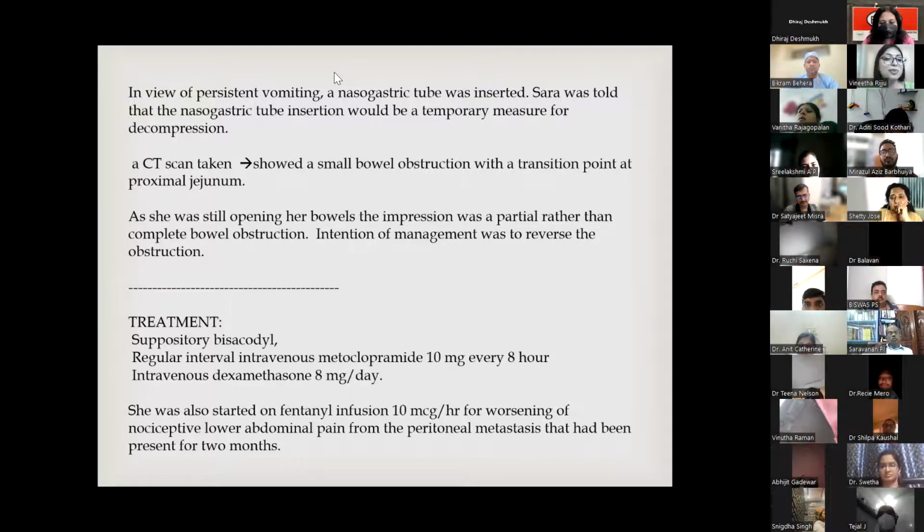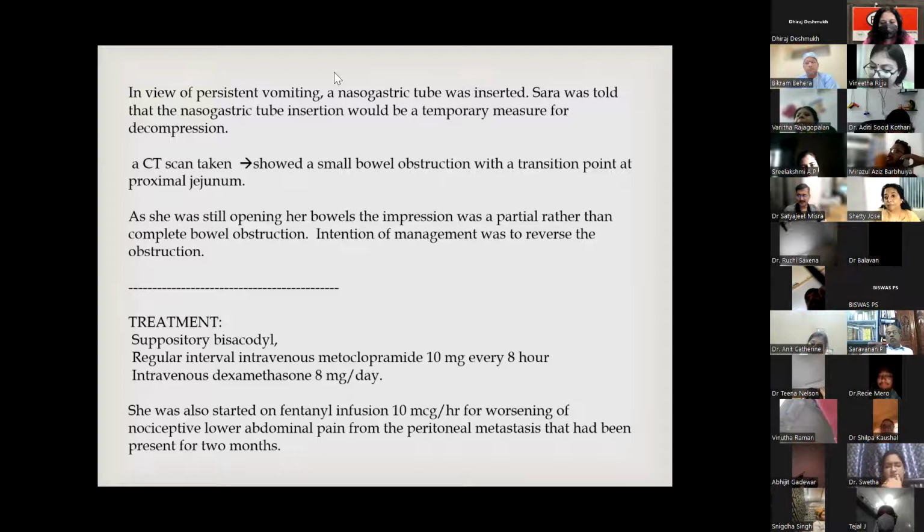It's just a partial obstruction. We could give a prokinetic like metoclopramide. We have to give a corticosteroid like dexamethasone. What else can be helpful for her? Right. Opioids. Let us see. Opioids, morphine, fentanyl.